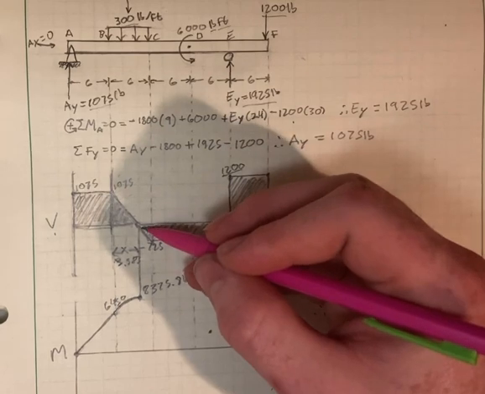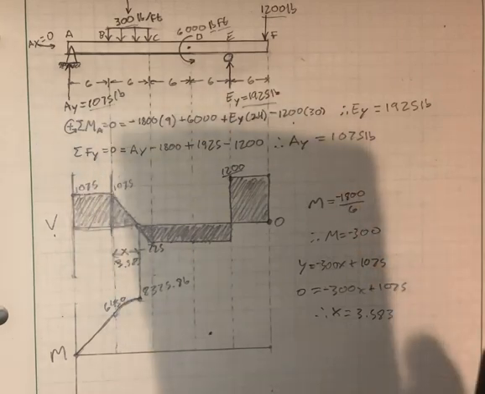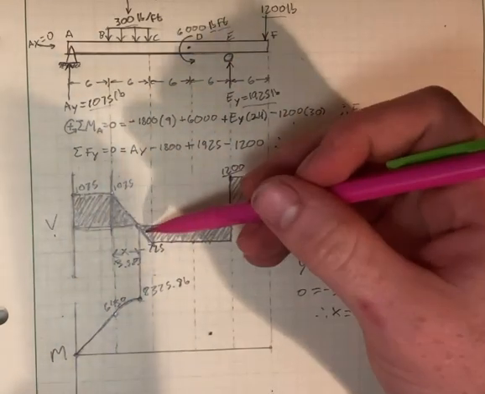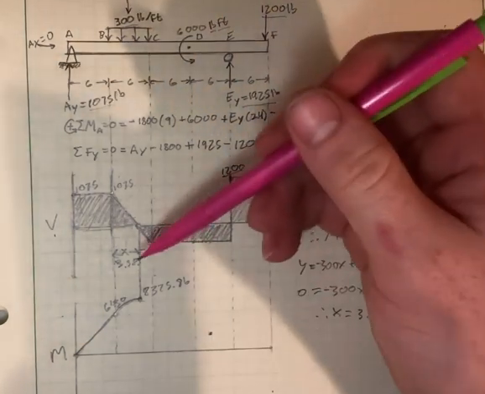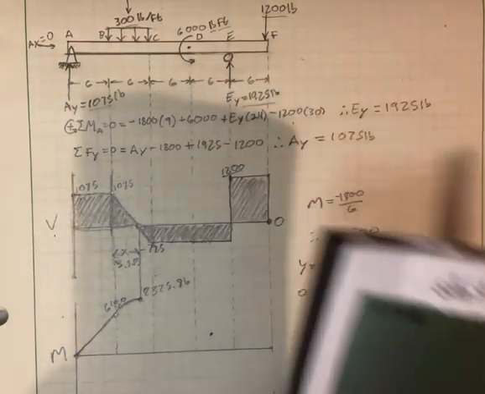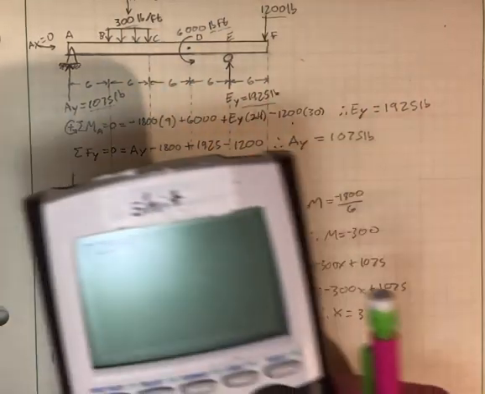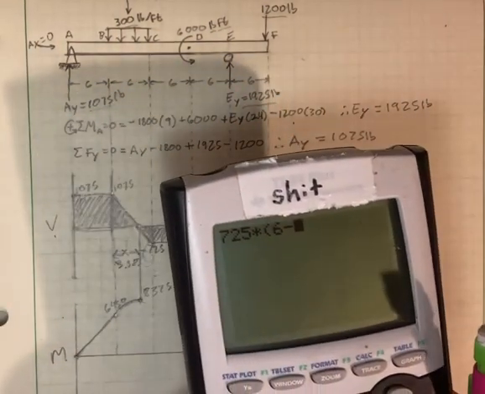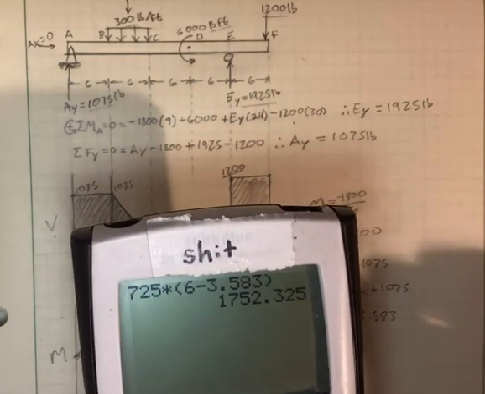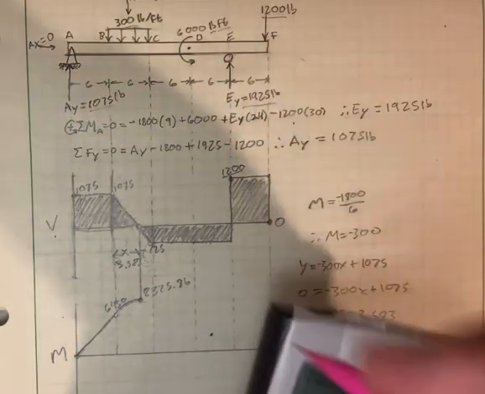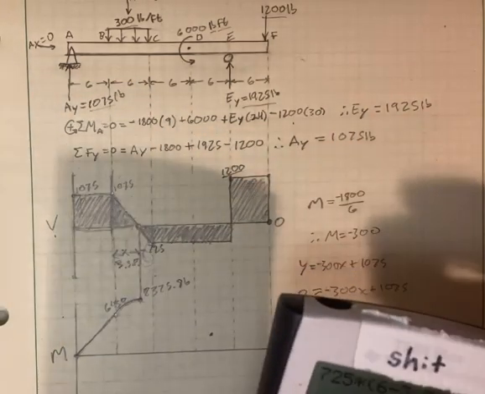Cool. Now what? Keep on working left to right. Our parabola is going to start going down because this here is negative area. How much is it going to go down? Again, let's do the area. That's 725 times the distance. The total distance is 6, and we're interested in this distance, so 6 minus 3.583, which is 2.417. Oh wait, divided by 2. Sorry about that. It's a triangle.